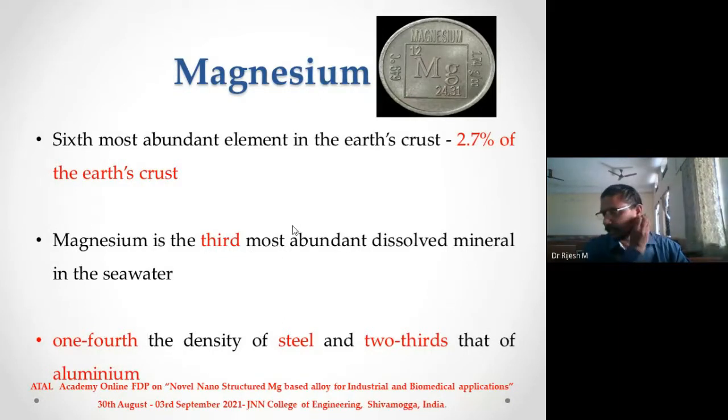Got it. The attraction is its density. It is 1/4 of the density of steel and 2/3 that of aluminum. So in today's world, when we are talking about specific strength, where the strength to weight ratio is important, magnesium is a very important metal.